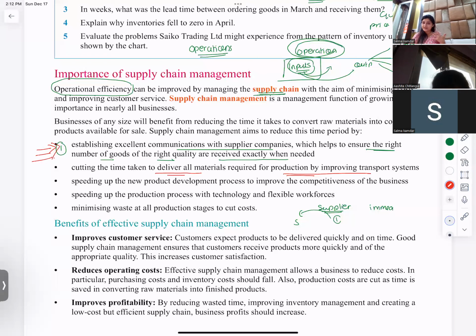And what else can the supply chain manager do? Then they can minimize waste. He wants to reduce the waste as much as possible so that he cuts the cost at all stages of production. Take some time, read from year to year and explain it to me again and learn it.